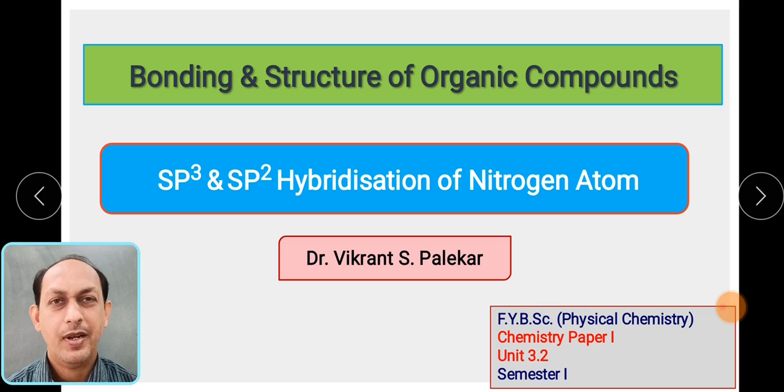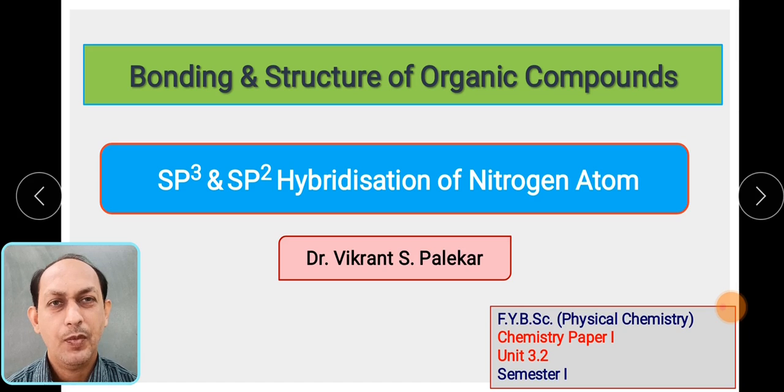This hybridization for carbon is of sp3, sp2 and sp type. For oxygen also, we have come to know that it has sp3 and sp2 hybridization. We have also seen the examples: sp3 is the water molecule, and sp2 is carbonyl compounds. Aldehydes, ketones and esters are examples of sp2 hybridization for oxygen.